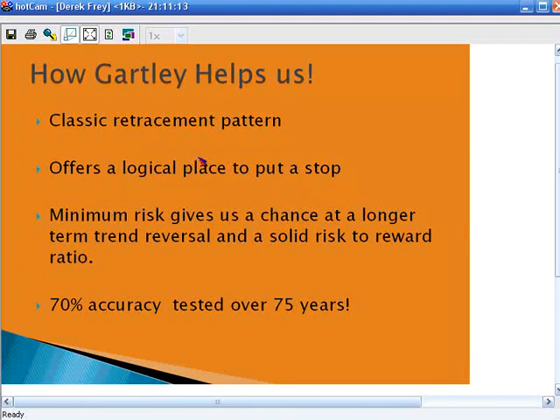But how does the Gartley pattern help us? What's its point? What's it ultimately telling us? Well, it's a classic retracement pattern, first of all. And that classic retracement pattern is one.